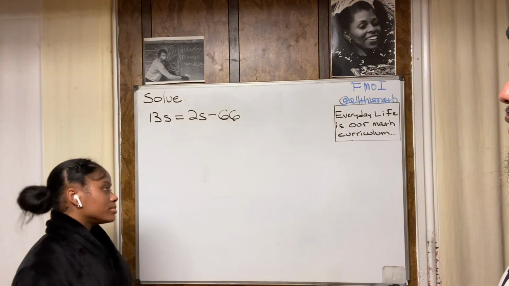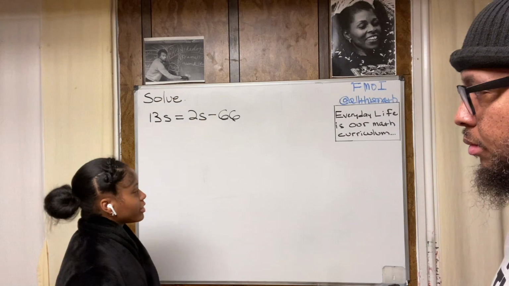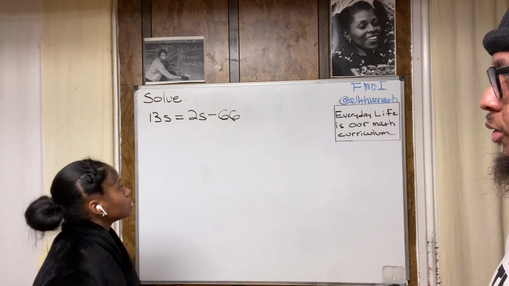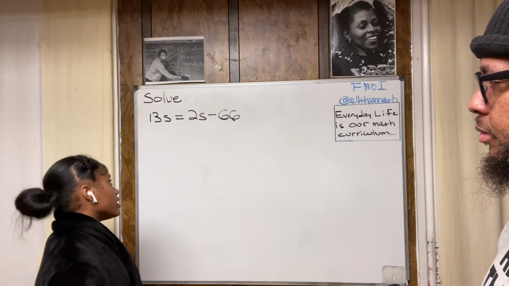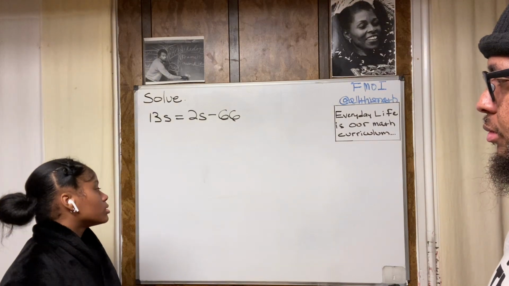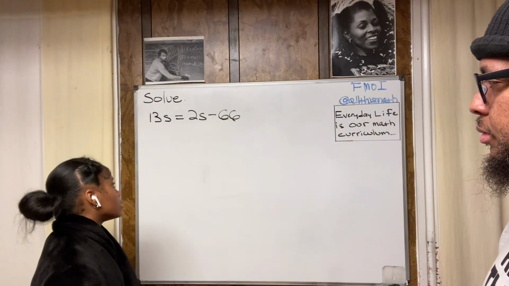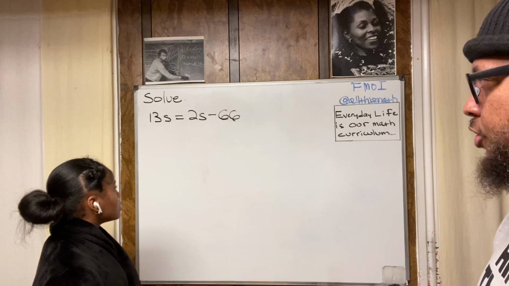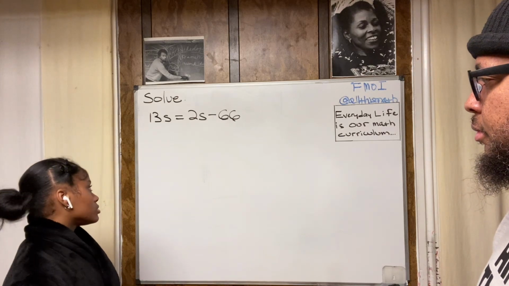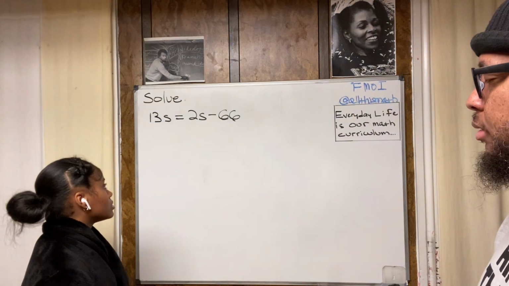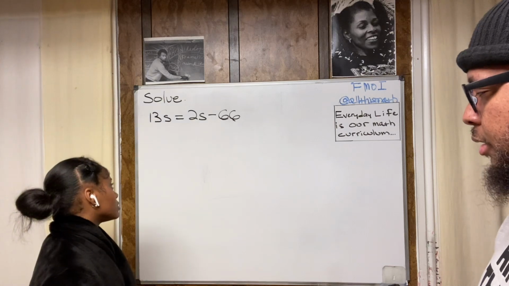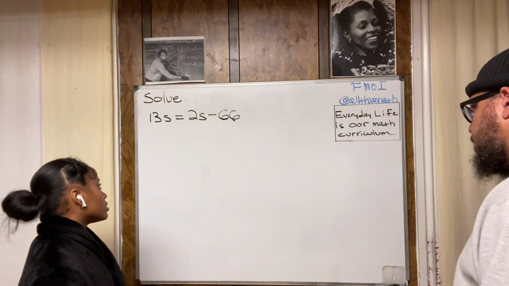Solve for the right side. Say what? You can't solve for the right side. What do you mean solve for the right side? What about 2s? Explain yourself. What's your first step? Subtract. Subtract what? 2s. Okay, then say that. Subtract 2s from where?